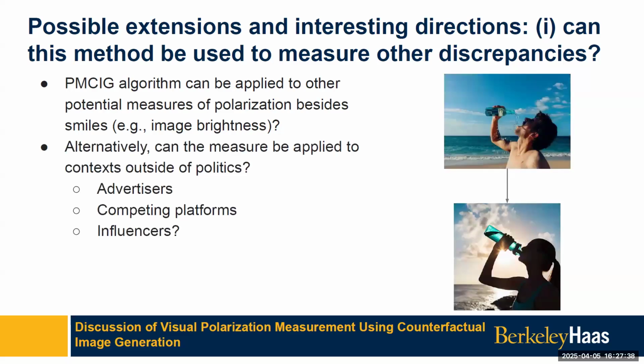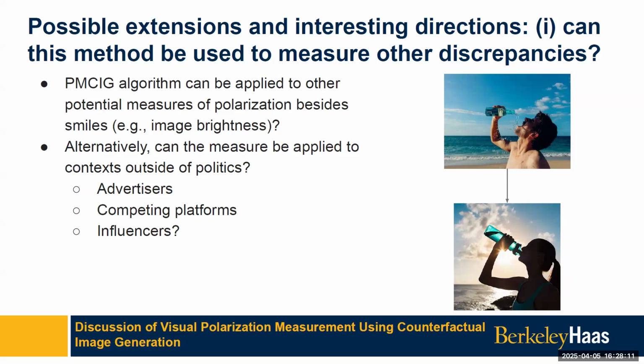Also, you can think about the same method and measure being applied to other contexts outside of politics. And especially given that we're at a workshop on platform analytics, there are a lot of interesting platform questions that could be asked using this method, right? So we can think in the context of advertisers, perhaps advertisers are all selecting images from the same set of stock photos. Are there certain biases in terms of which types of images different advertisers choose when they're selecting stock photos? Do different platforms tend to choose different types of images?